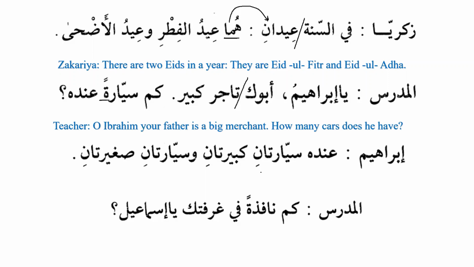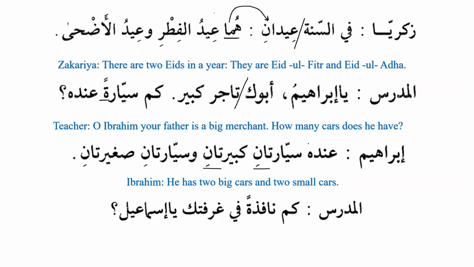So now, tani tani is the sound for the dual, for the feminine. Tani tani, right? So sayyaratani kabiratani, so two big cars, wa sayyaratani saghiratani, and two small cars. So Ibrahim says he has two big cars and he has two small cars.